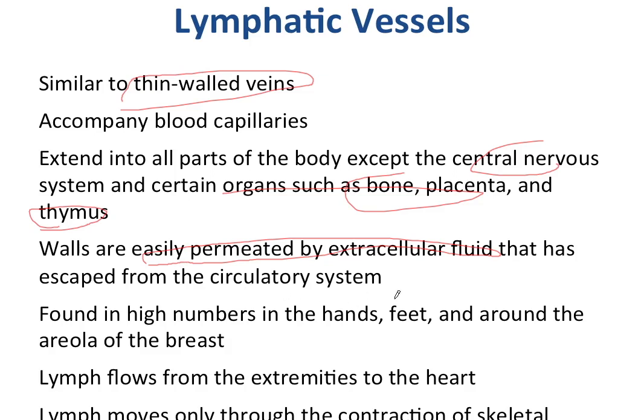So the lymphatic vessels widely exist in the hands, feet, and breast. That's why if we have certain diseases, we can get edema in these organs, such as hand edema, feet edema, and also the breast can get edema. So if a patient has breast cancer, they can get edema in that area.